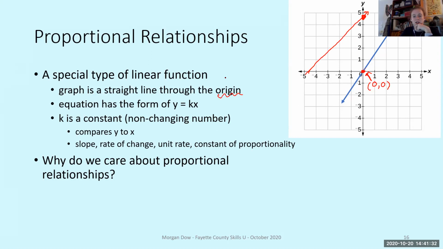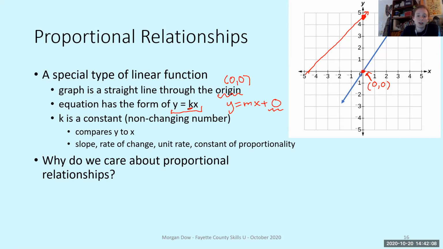Right, so the origin is that central point. And because the line is intercepting the y-axis at 0, it has this y-intercept of 0. Since the y-intercept is 0, it's nothing, right? The y-intercept is 0. 0 means nothing. And so usually we'll see that a proportional relationship will have an equation that looks like this, y equals kx.